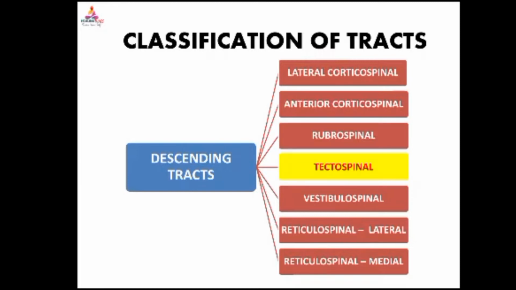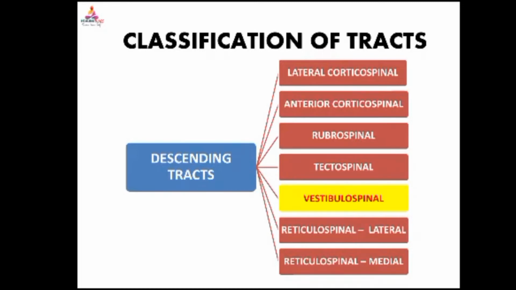Next tract is the tectospinal tract. Its location is the anterior white column. It originates from the superior colliculus of the opposite side, and terminates in the cranial nerve nuclei in the medulla and anterior horn cell of the upper spinal segments. Function is controls movement of head, neck, and arm in response to visual stimuli.